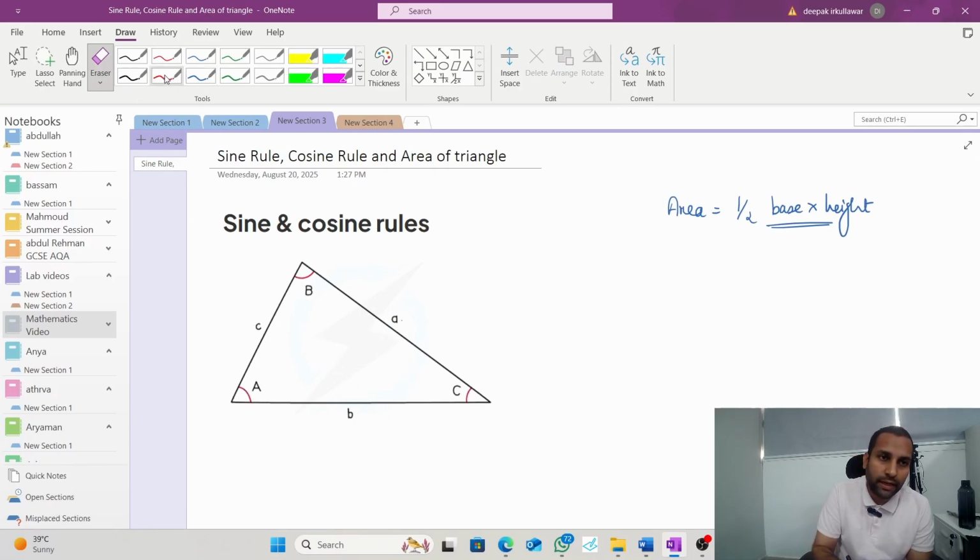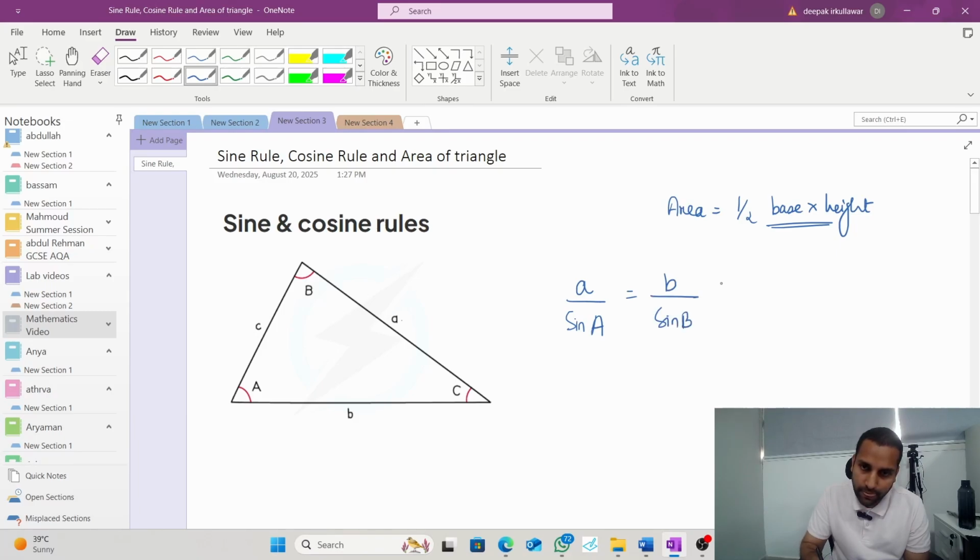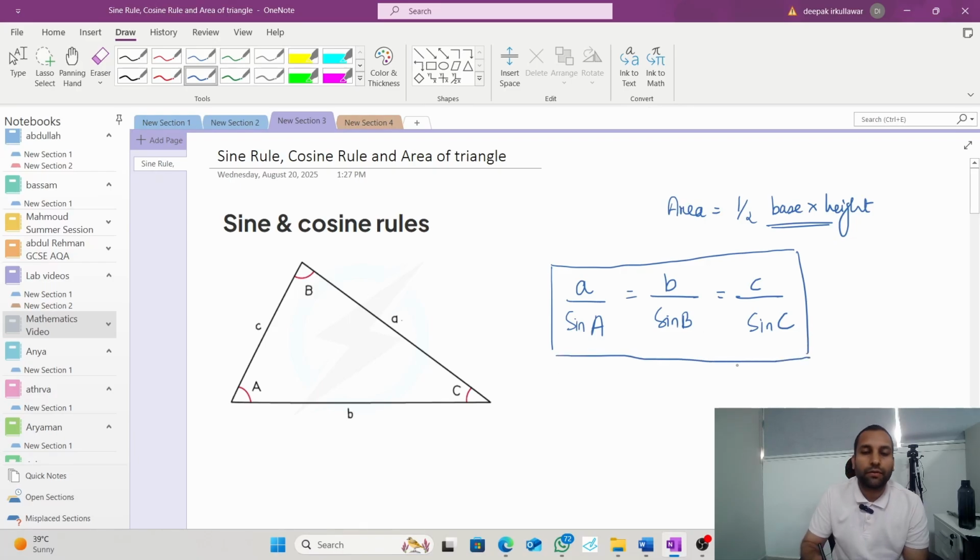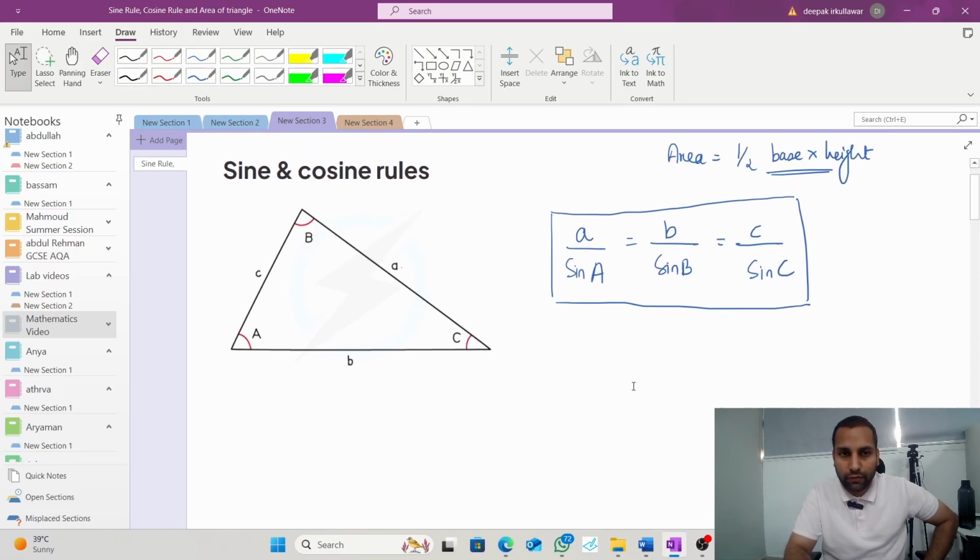You have to name it like this so that it's easy for you. Once you name it like this, then sine rule says that a by sine of angle A is equal to b by sine of angle B is equal to c by sine of angle C. So this is what your sine rule says. This is nothing but your sine rule. Now what is your cosine rule?